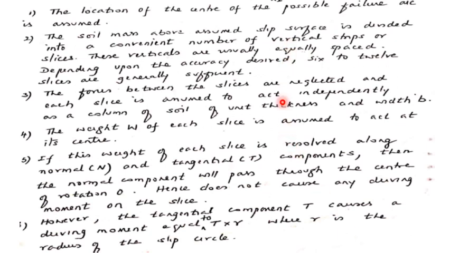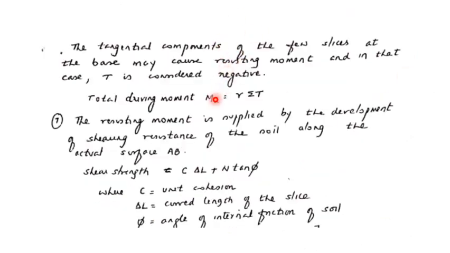I have explained all the steps here: how you divide the slices, find out the weight of each, resolve it into normal and tangential components, and then find them out. Similarly, the shear strength is given by C into delta L, where delta L is each of the arc lengths, and N times tan phi. If you take this total component and multiply by R, we get what is known as the restoring moment.